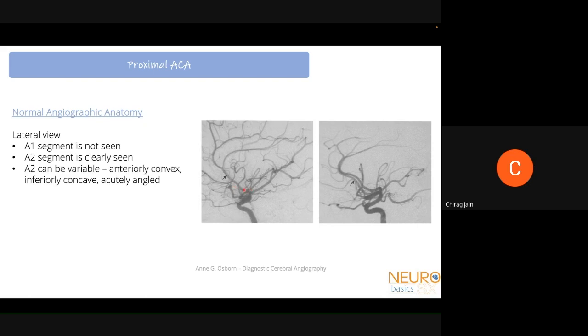The A2 segment can also be quite variable. The A2 segment is the part which is going to be in front of the rostrum of the corpus callosum. The part which is bending around the genu of the corpus callosum would be A3. So this is the A2 segment, and this A2 segment can be quite variable. It can be anteriorly convex, or it might even be inferiorly concave. It can be acutely angled also.